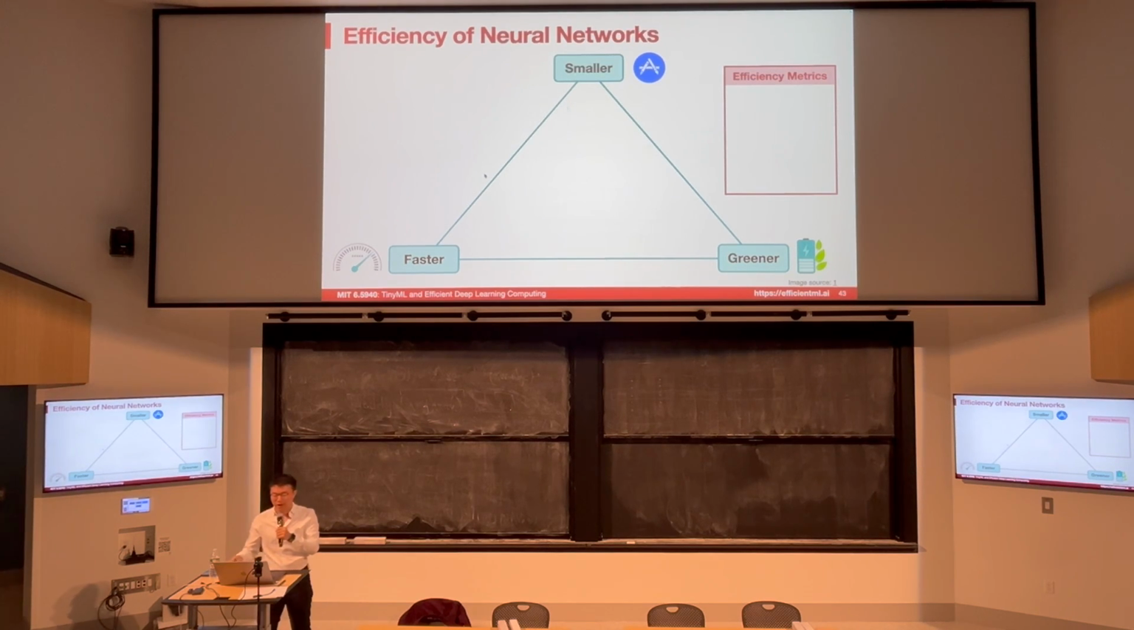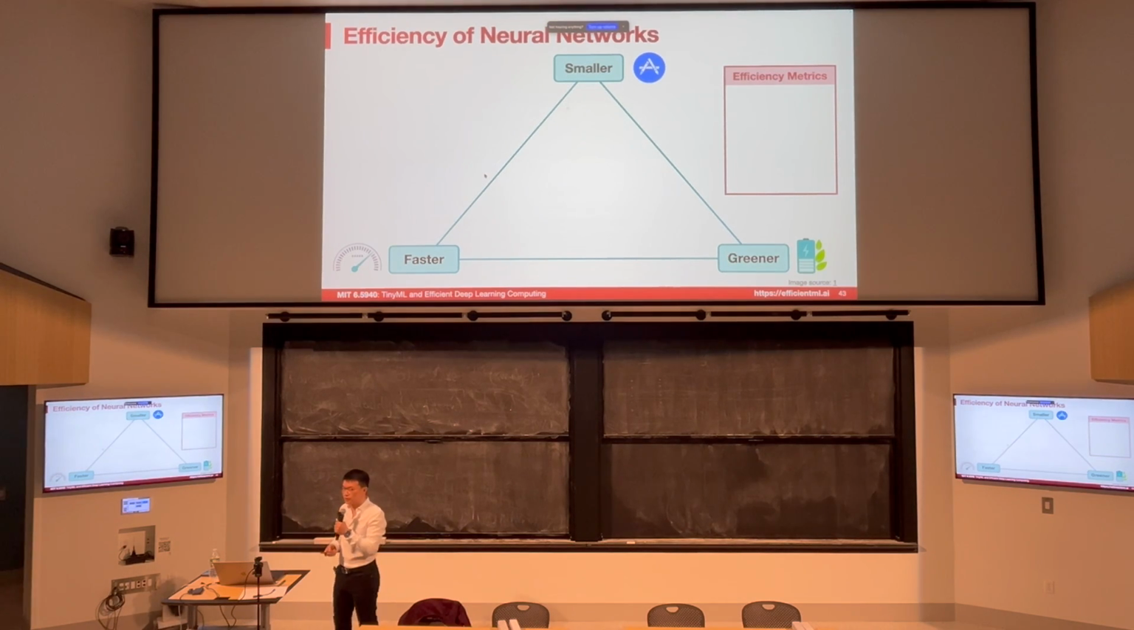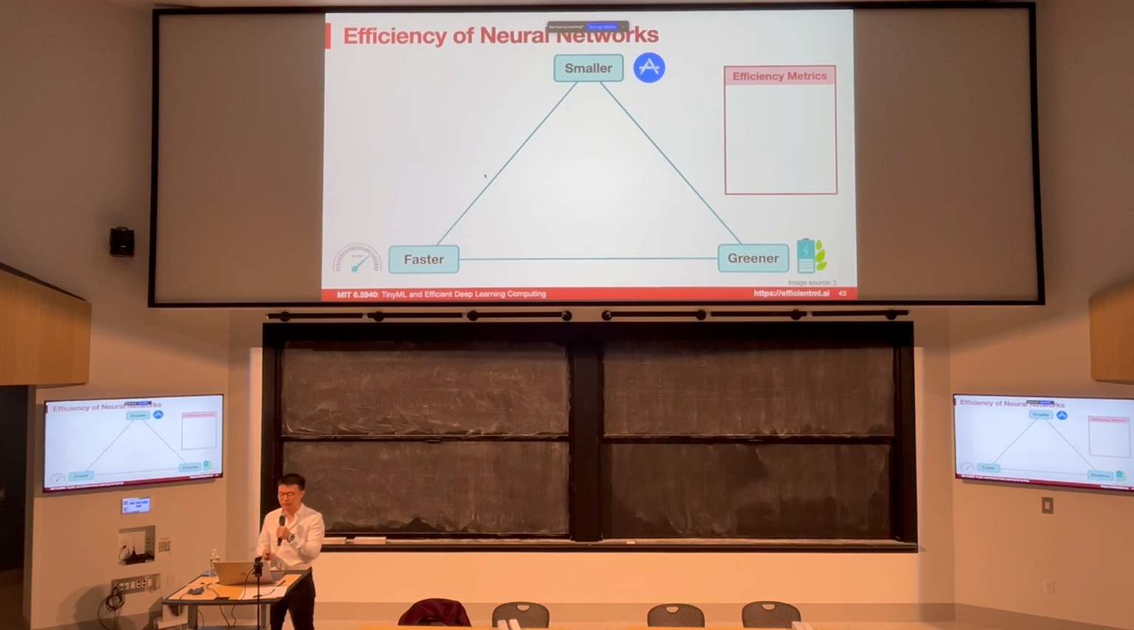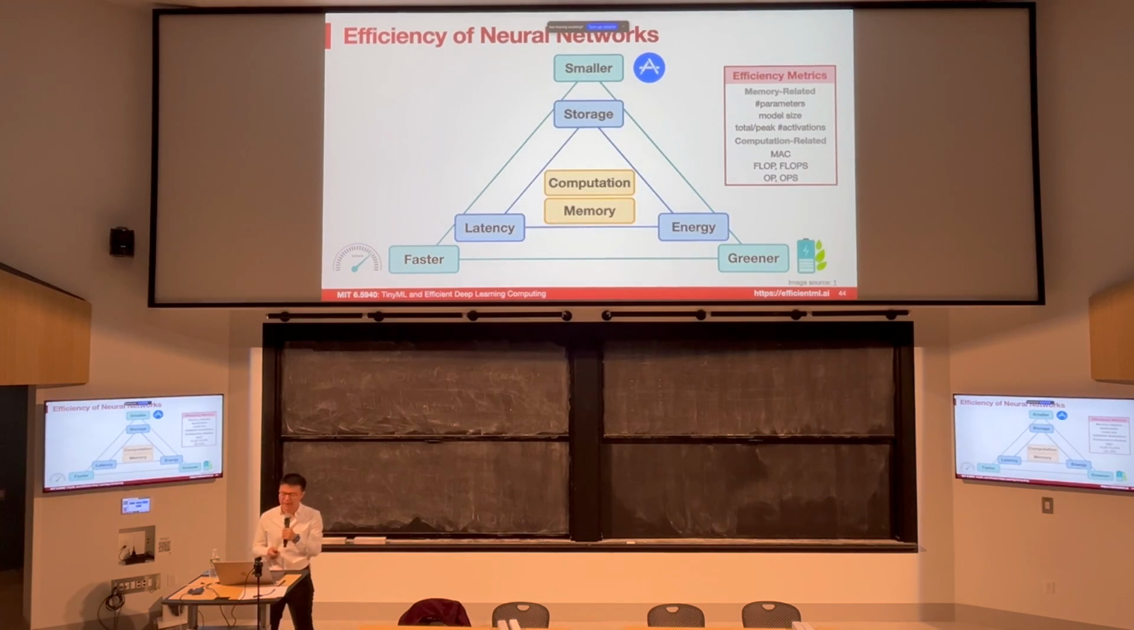And also, we want to have a faster model, to give you real-time prediction, never miss a pedestrian on the road for a self-driving car, and also generate images instantly on your phone, for example. And also a greener model, taking less battery. For example, on mobile devices like the iPhone, you don't want to drain your battery with AI applications. That concerns the storage, the latency, and the energy, right? And computation and memory are determining the storage, latency, and energy.